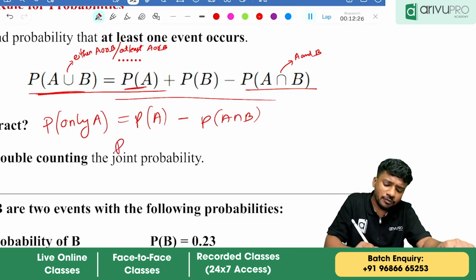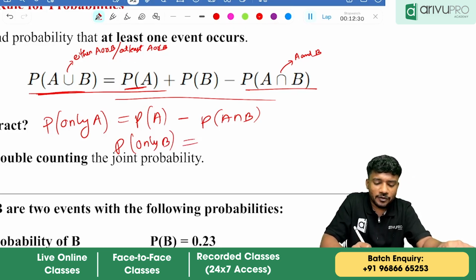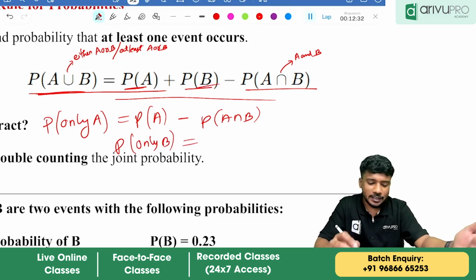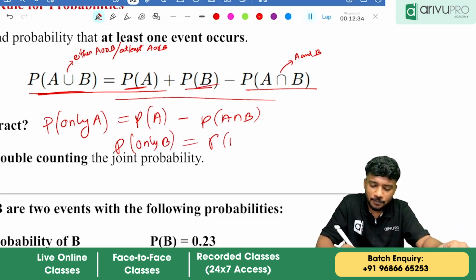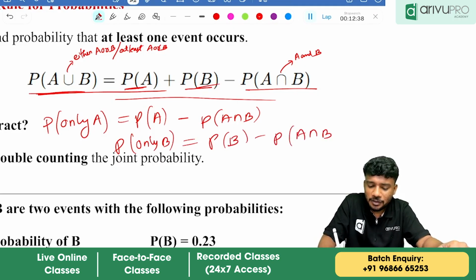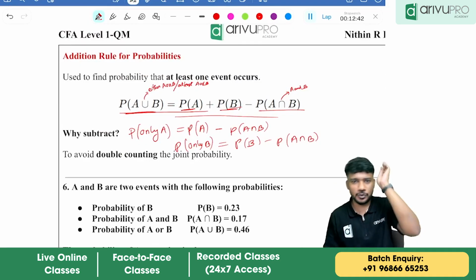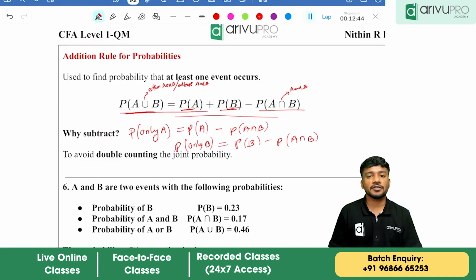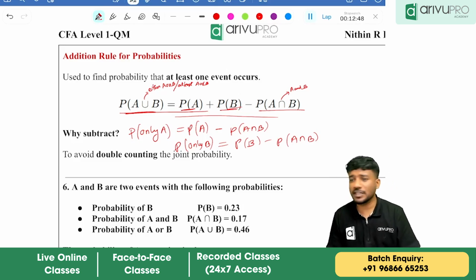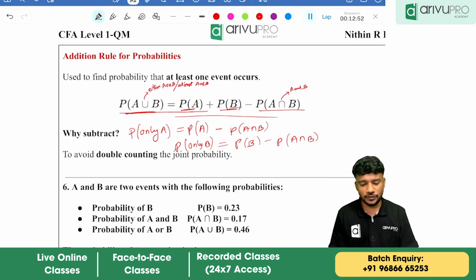Now, what is the value of P of only B? Which is very easy. We will only write the terms containing B. That is equal to P of B minus P of A intersection B. Make a note of it. Sometimes they can ask what is the probability of occurrence of event A only, or of event B only. That can happen. Make a note of it.